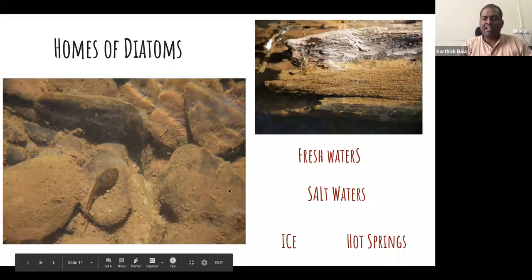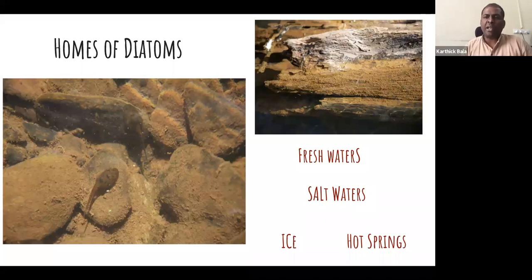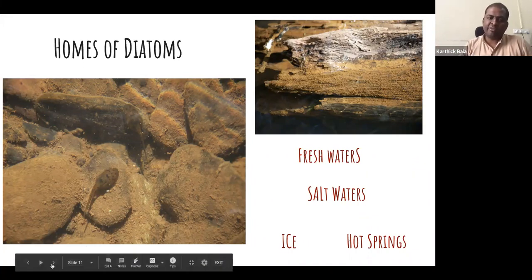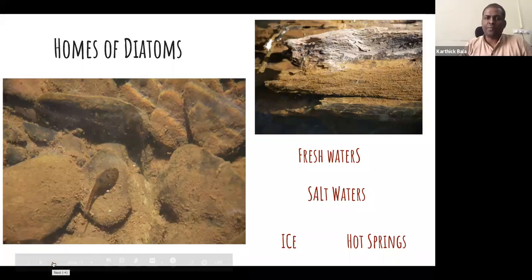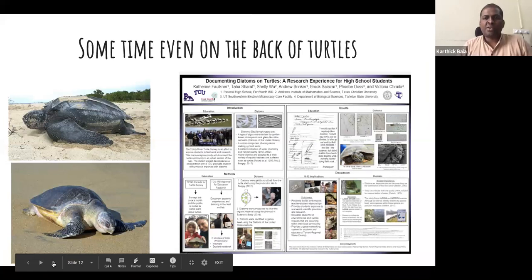We will find diatoms in freshwater, salt water, ice, and hot springs, everywhere. We just need a little moisture. Even the flower pot in your balcony or garden will have moisture, so if you take that soil, we can extract diatoms from it also. This is a school kids project from high school kids. They trapped turtles and then found diatoms growing on the backs of the turtles. So diatoms just need some moisture, and they will grow anywhere.